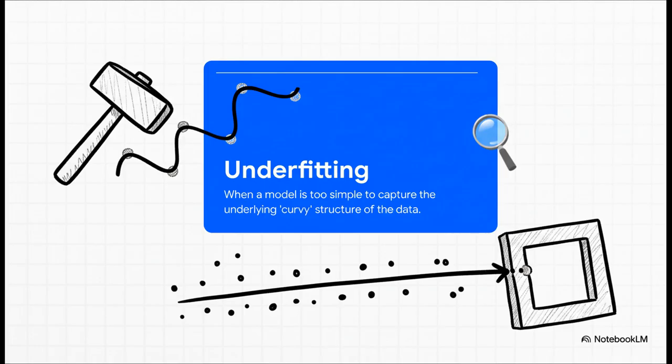It's called underfitting. And here's a great way to think about it. It's like trying to perform delicate surgery with a sledgehammer. The tool, your model, is just way too simple, too blunt to grasp the complex, curvy reality of the data. It tries, but it just can't capture the real pattern.